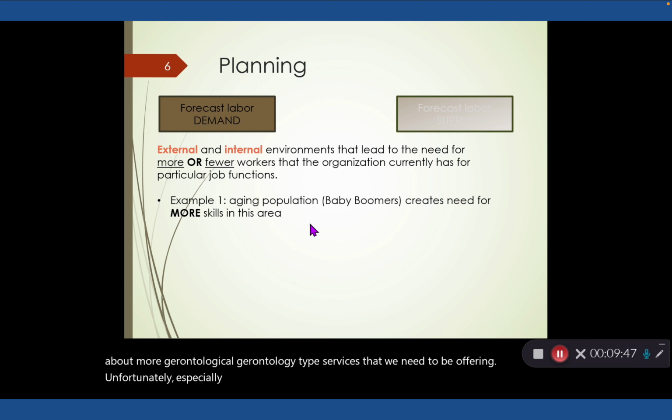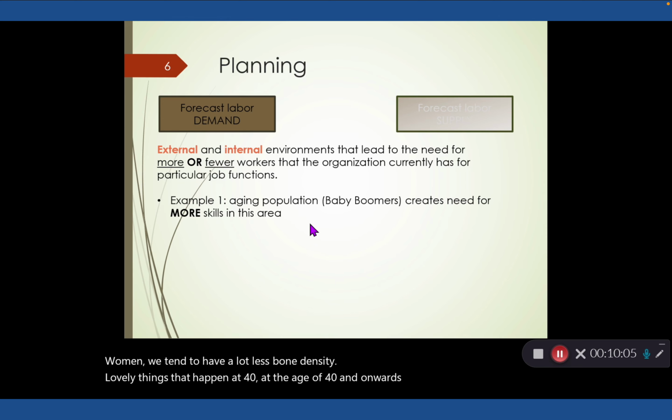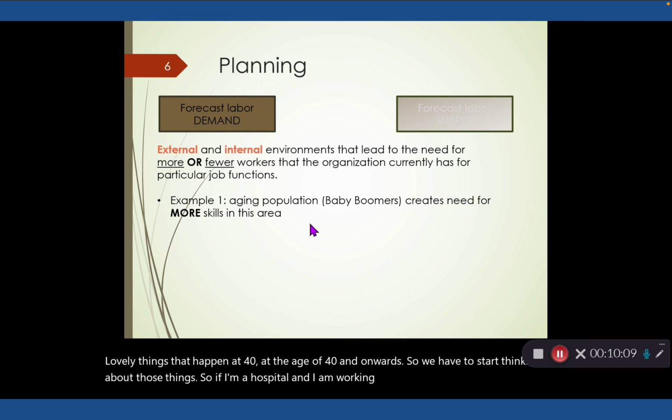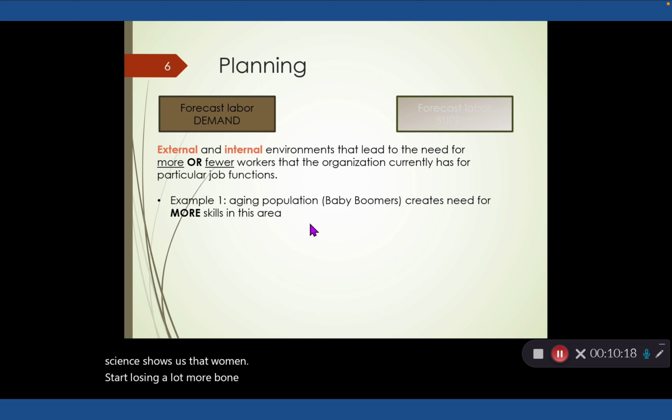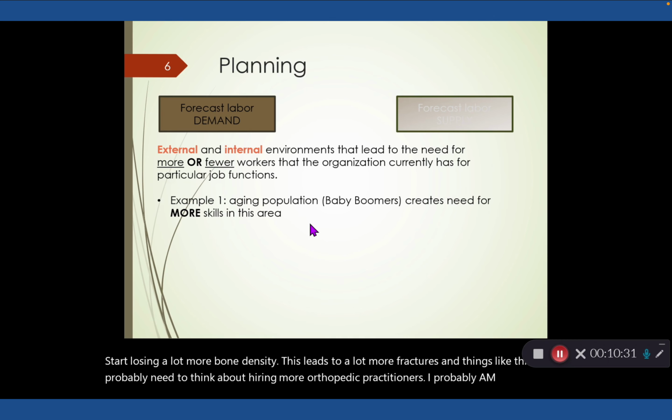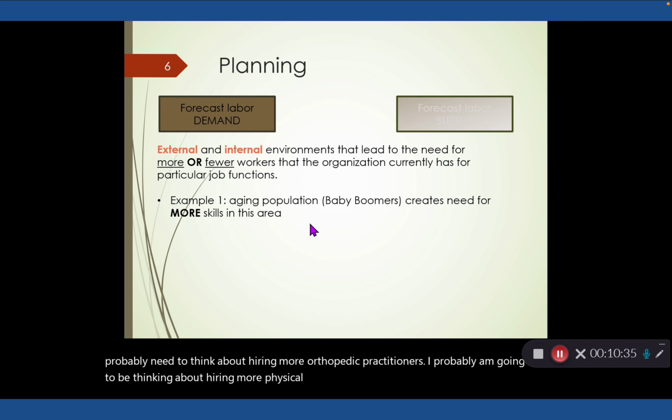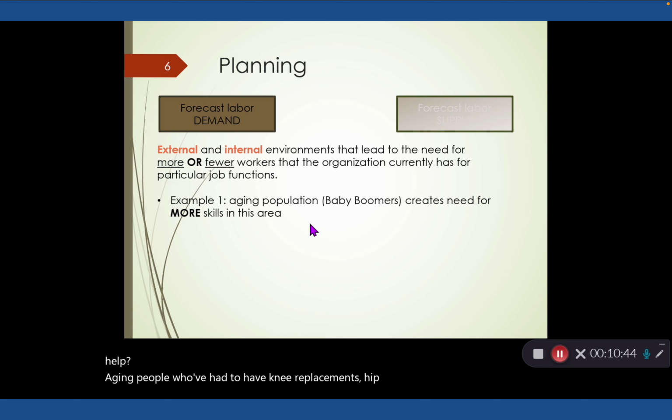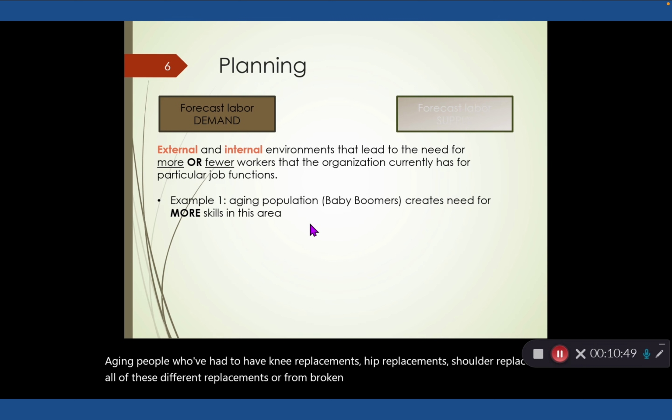Unfortunately, especially for women, as women get older, we tend to have a lot less bone density. Lovely things that happen at the age of 40 and onwards. So we have to start thinking about those things. If I'm a hospital working in an aging population, and science shows us that women start losing a lot more bone density, this leads to a lot more fractures and things like this. I probably need to think about hiring more orthopedic practitioners. I probably am going to have to be thinking about hiring more physical therapists. So after you're having surgery, how do we help aging people who've had knee replacements, hip replacements, shoulder replacements, all of these different replacements, or from broken bones? You have to go through physical therapy.